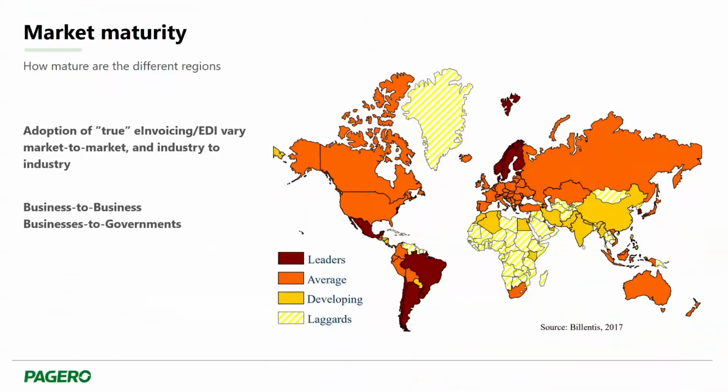And if we look at the adoption of true e-invoices in the world, that obviously varies from country to country and from industry to industry. We can see that Northern Europe and South America are considered leaders in this field. And there are basically two reasons for this. In South America, all invoices must be sent to and approved by the local tax authorities for tax collection purposes. And this is called the clearance model, which I will talk more about in the next slide.